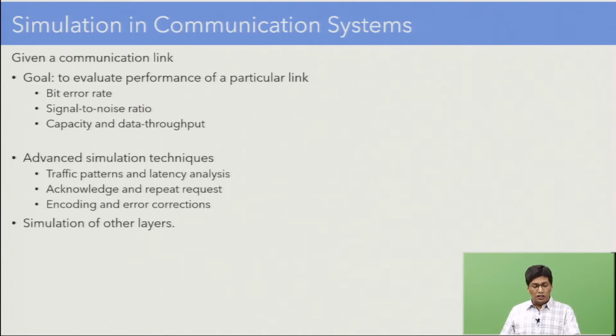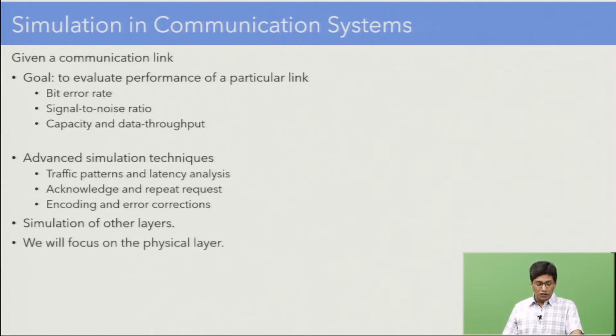And then I have talked mainly from the perspective of the physical layer, where you are talking about the bits and how they are converted from baseband to passband, actually sent and then received. But there are other layers of communication also. For example, you have a scheduling layer, the medium access layer, you have the network layer, transport layer, application layers. So, those can also be simulated using a similar process. But in our course we are going to focus on the physical layer only.